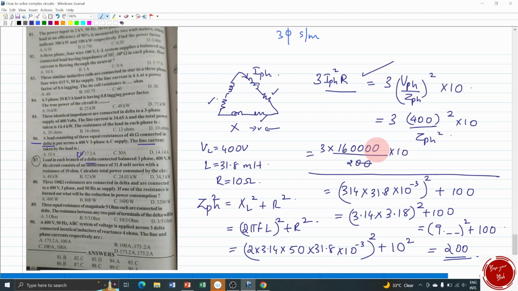So it comes about 16 by 2, 8. 8 into 3, 24. 24,000. 24,000 is the power consumption. Option C. Option C is the right answer. 87C. Okay. Moving to the question number 88.